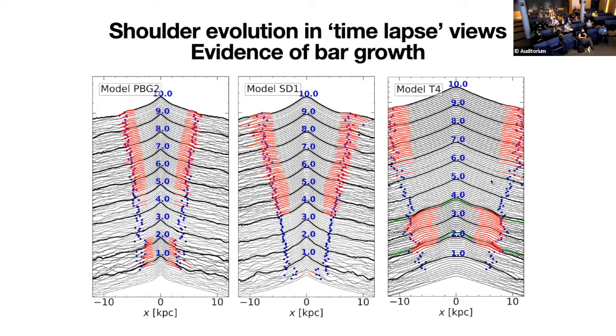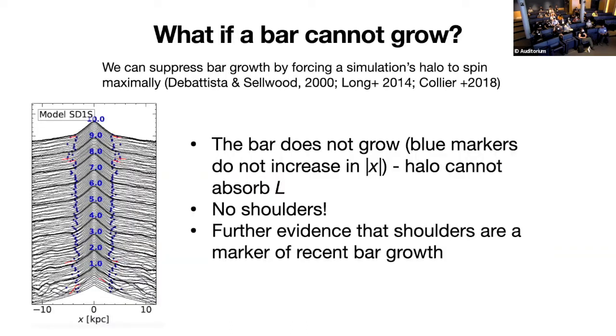To prove that, we ran a simulation where we forced the bar so that it couldn't grow. We spun the halo up to maximum spin, so the bar could not give up angular momentum to the halo, so it didn't grow. And what we found was that there were no flat profiles throughout the entire evolution of that model. A few transients here and there, but no stable shoulders. So we see this as evidence that the flat profile means the bar is growing. But there are some circumstances under which that flat profile can be destroyed back to exponential.